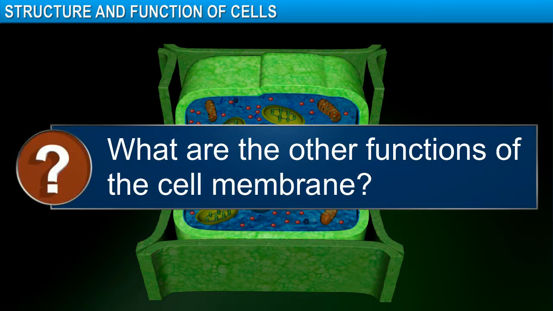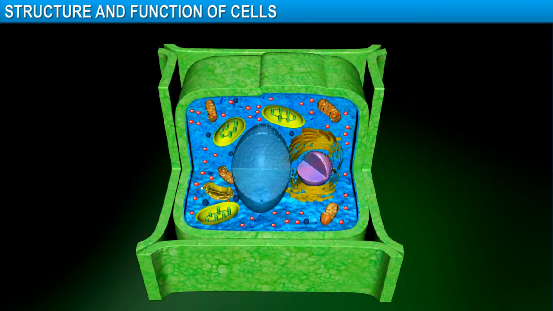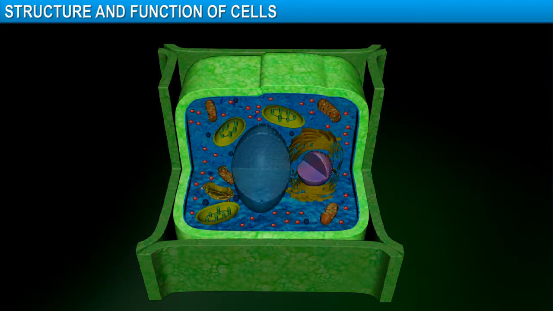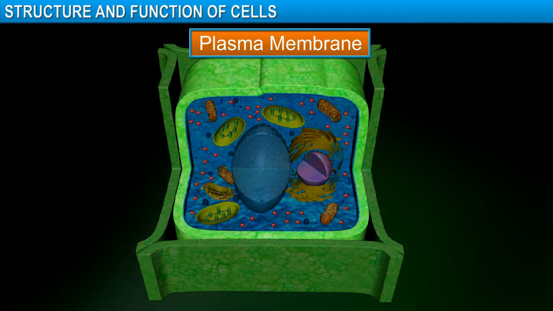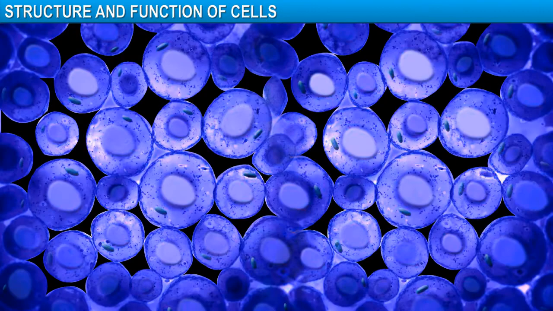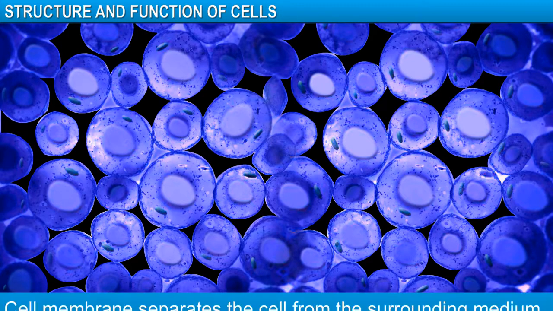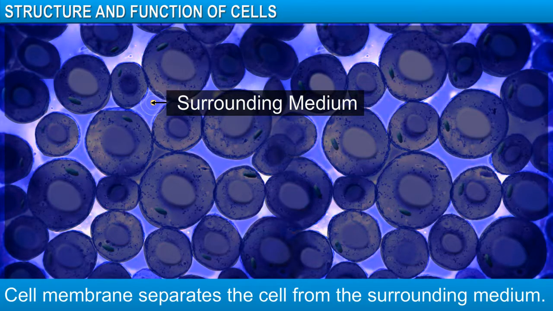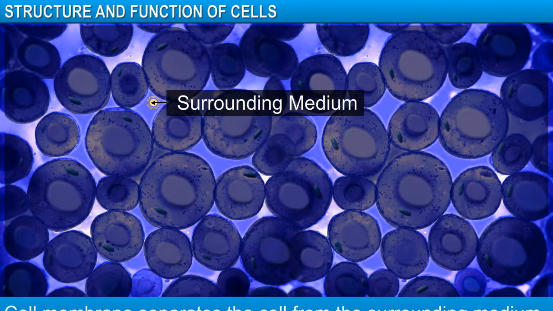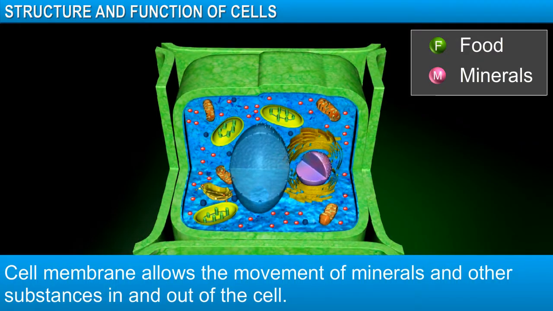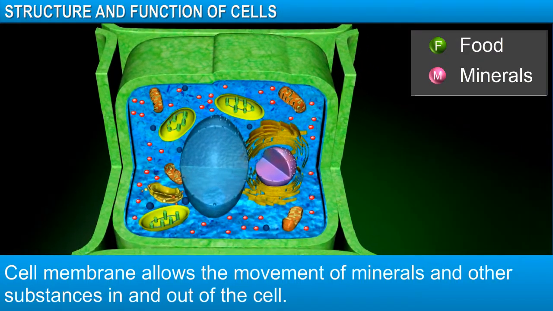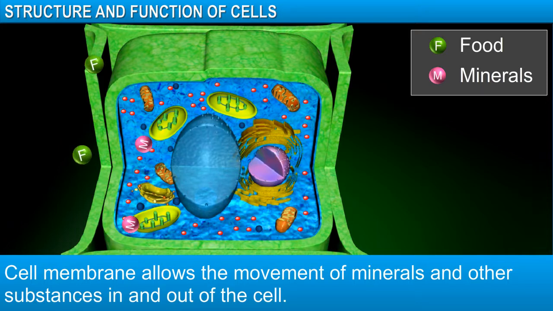What are the other functions of the cell membrane? The cell membrane, also called the plasma membrane, separates one cell from another, separates the cell from the surrounding medium, and allows the movement of minerals and other substances in and out of the cell.